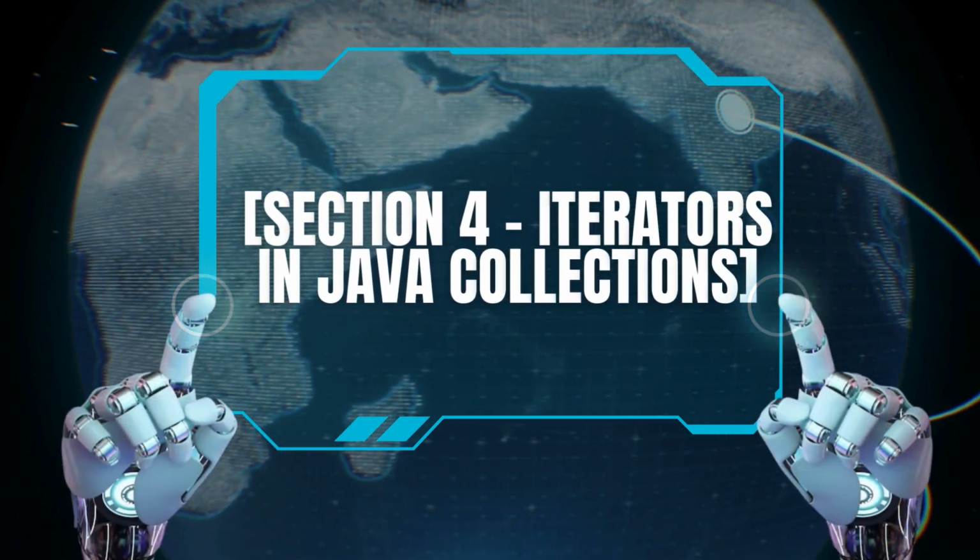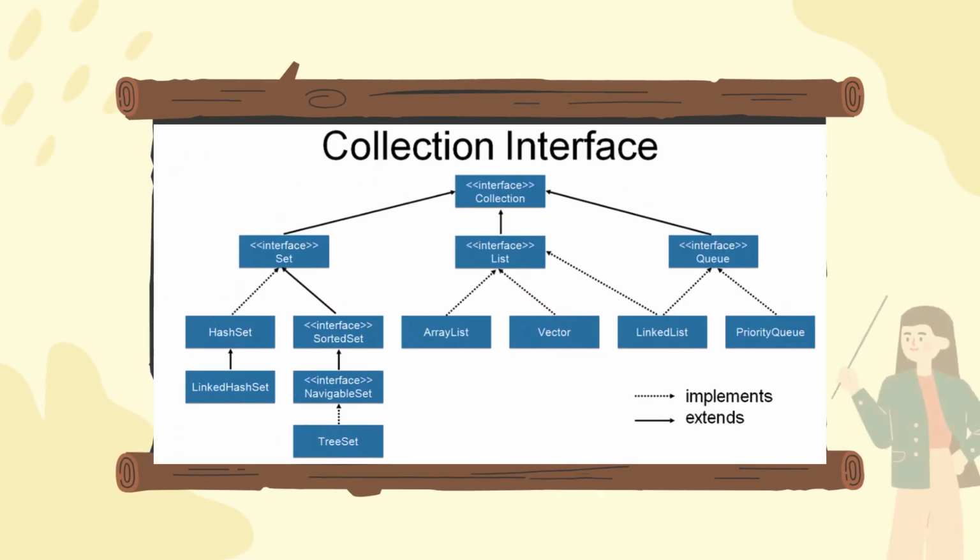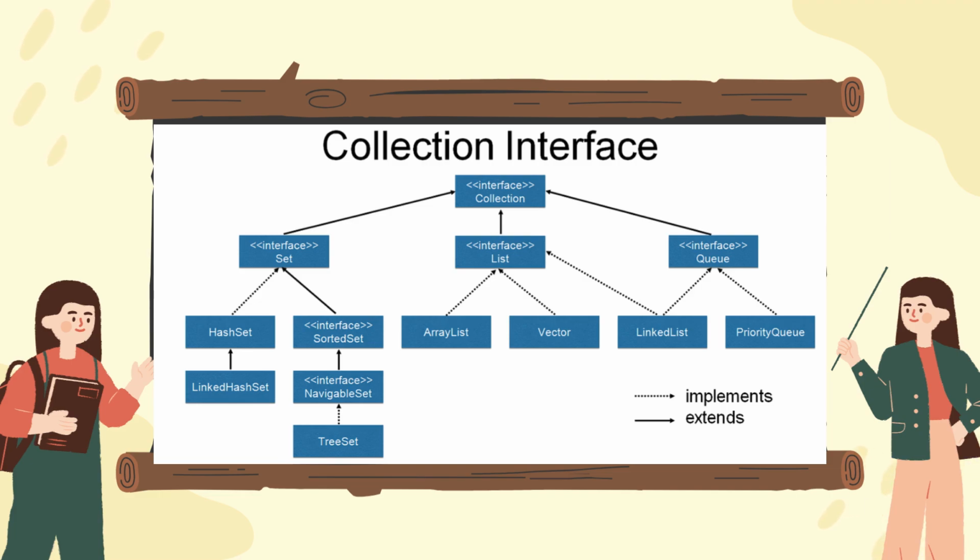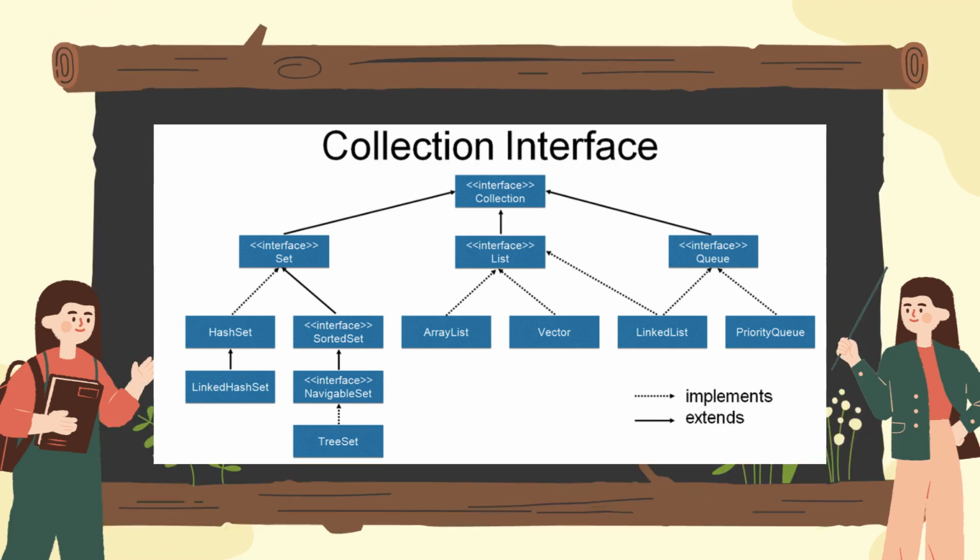Section 4, Iterators in Java collections. One more thing to know is iteration. Both List and Set implement the Collection interface, which extends Iterable. This means you can use an iterator to loop through elements instead of a for loop.